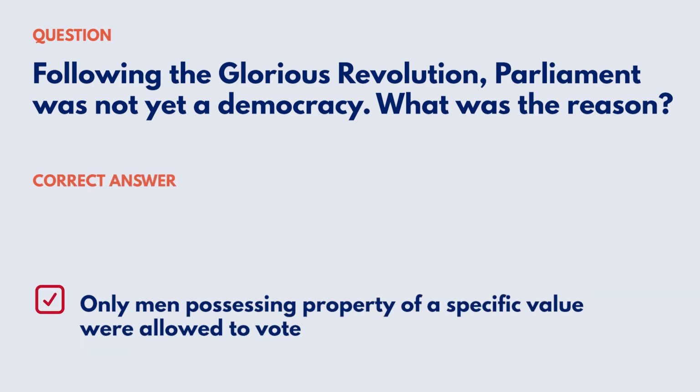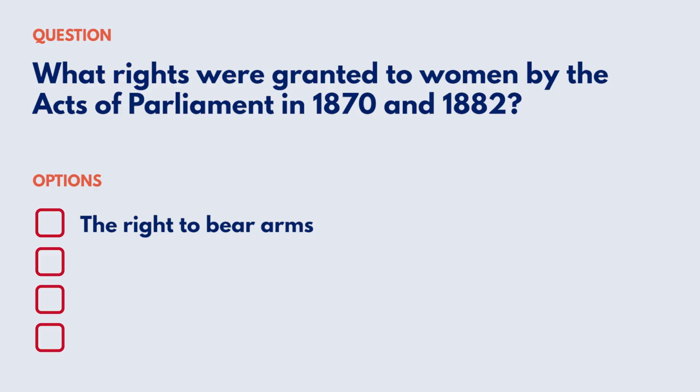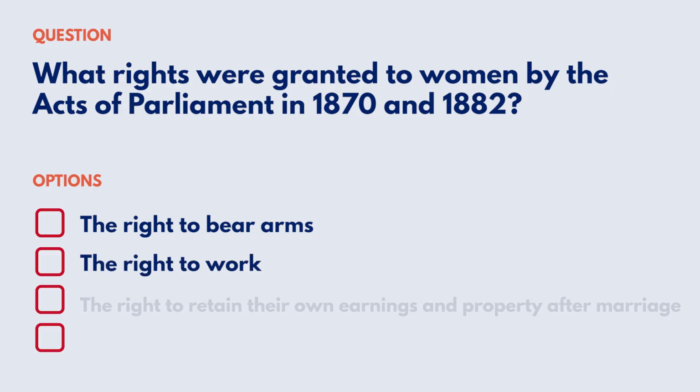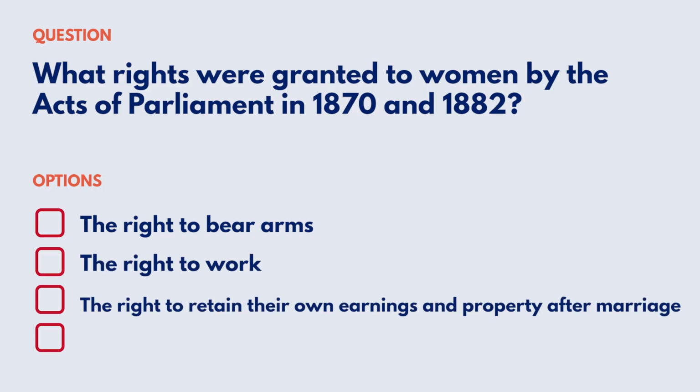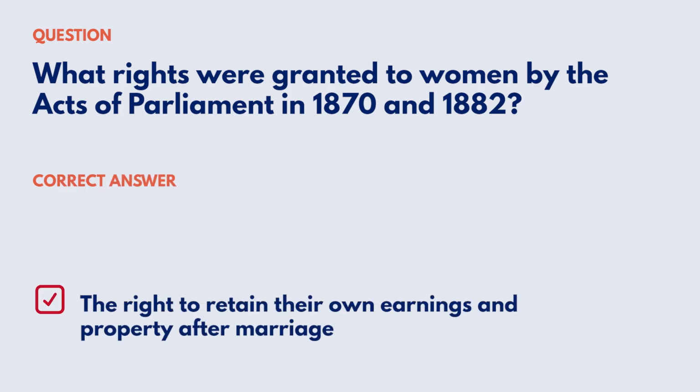Correct answer, only men possessing property of a specific value were allowed to vote. What rights were granted to women by the Acts of Parliament in 1870 and 1882? The right to bear arms, the right to work, the right to retain their own earnings and property after marriage, the right to pursue higher education. Correct answer, the right to retain their own earnings and property after marriage.